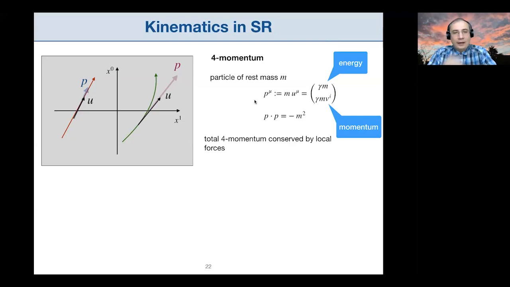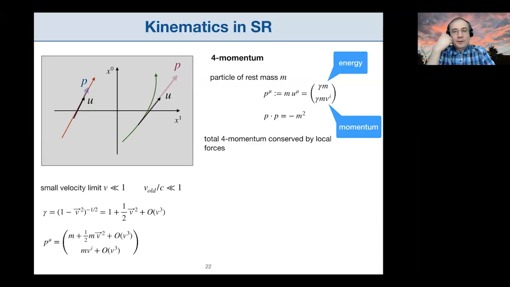Now, it is a fact that local forces, local interactions of particles, conserve this four momentum, in the sense that if you have a collision of a larger number of particles, the total four momentum is conserved, meaning that the energy is conserved and also the linear momentum is conserved. It's very useful to look at this quantity here in the small velocity limit. So we assume that v is much smaller than one, or equivalently that the velocity in our old, more familiar system of units, let's say meters per second, divided by the light speed is much smaller than one. So this is a non-relativistic limit.